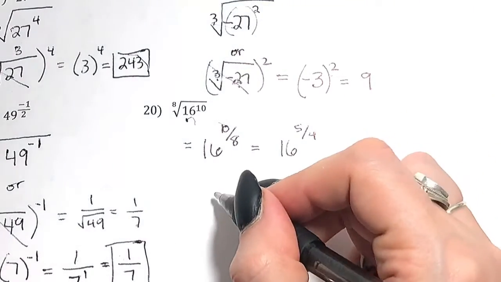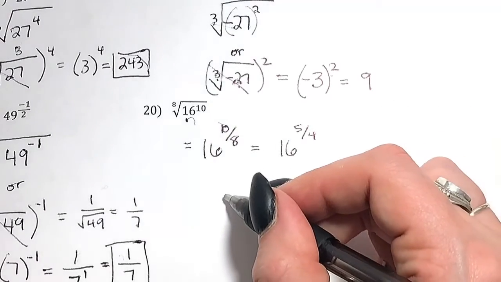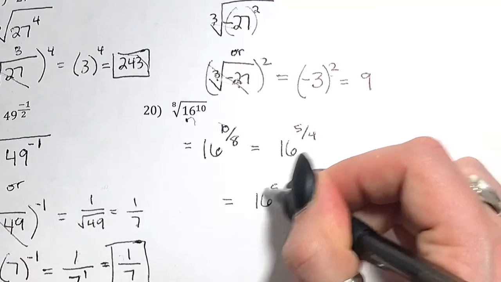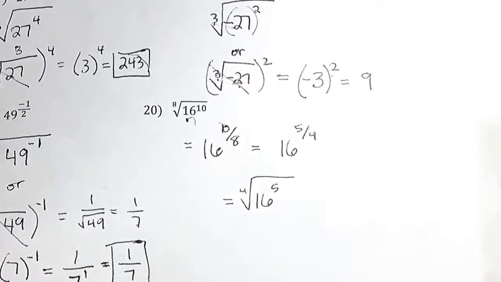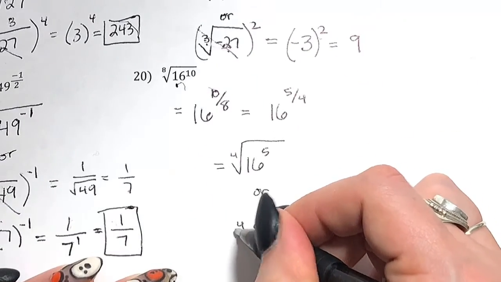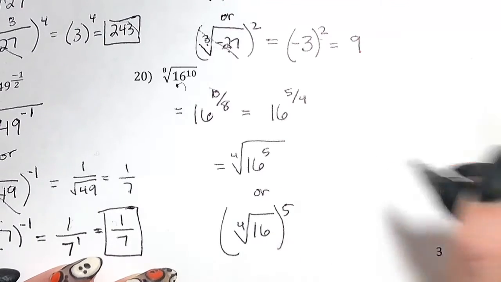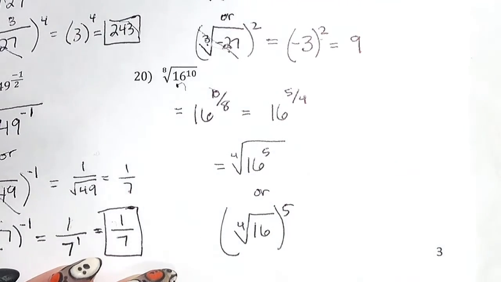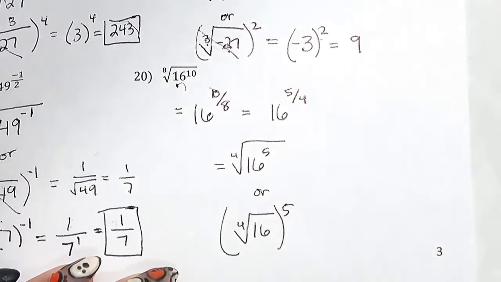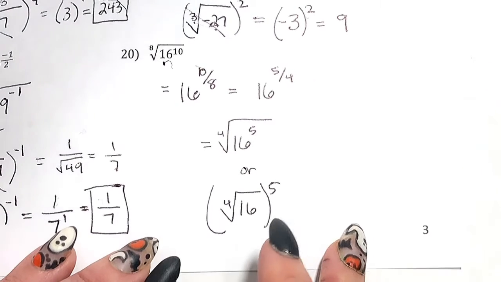So you could do it this way now. And again, you could put it into your calculator. Or you can do your 16 to the power of 5 with a 4th root on the outside. Or you can do your 4th root first of 16 and then to the power of 5. So that just makes the problem a lot easier, because now you're using 4 and 5 instead of 8 and 10, which is just a lot easier since the numbers are so much smaller.